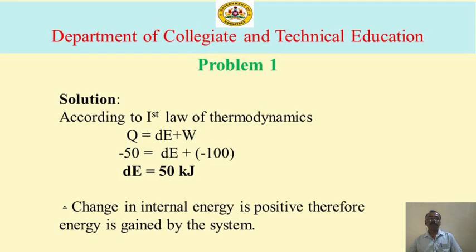Here delta E is taken to the left side and this 50 is taken to the right side. So this is 100 minus 50. So the change in internal energy is equal to 50 kilojoules. Therefore, the change in internal energy is positive. So energy is gained by the system.